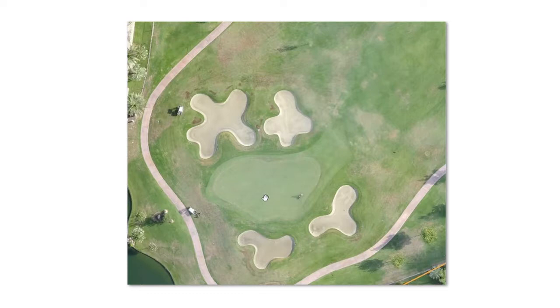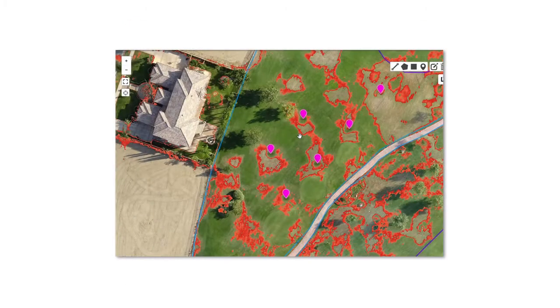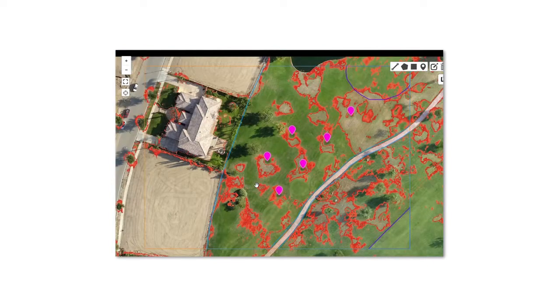Aerial imagery provides insight into water distribution patterns, identifying specific areas where applications can be reduced while maintaining healthy turf, aesthetics, and improving playability.